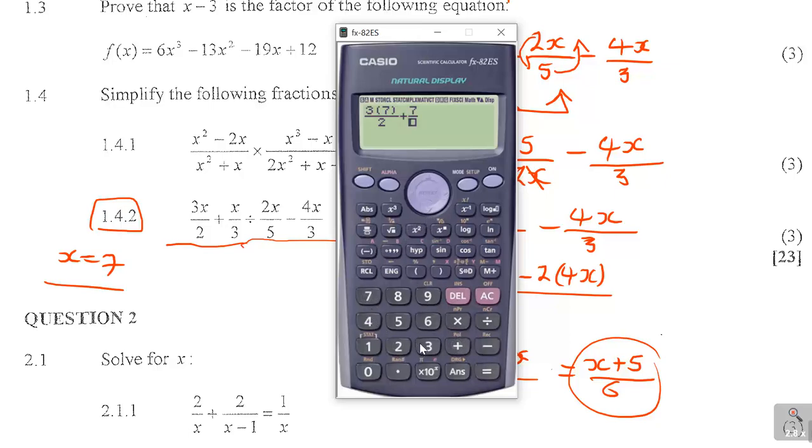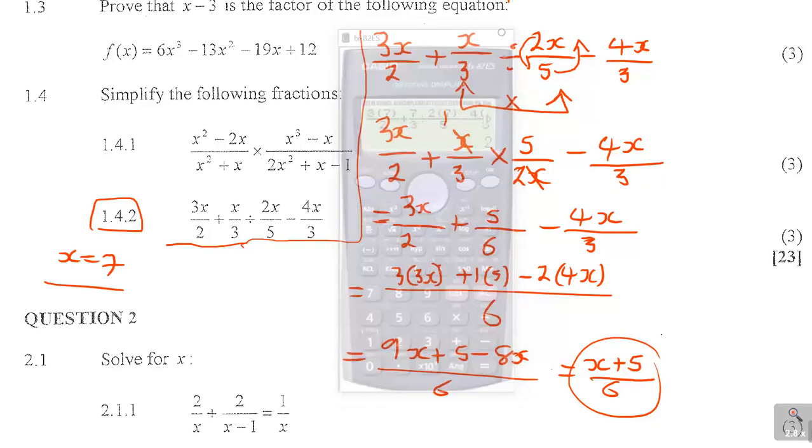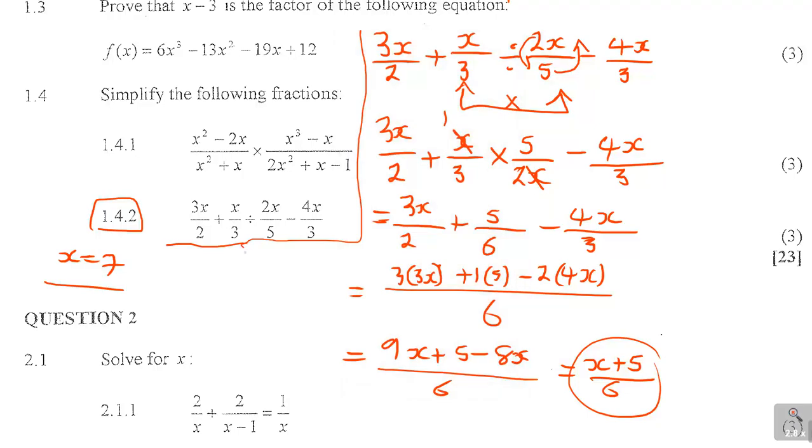x is 7 there. I chose 7, which is 7 over 3 divided by the fraction 2 times 7 over 5, minus 4 times 7 over 3. So this is what I'm having. I've got my final answer as 2. So if I do that, the answer that I'm getting here is equal to 2.